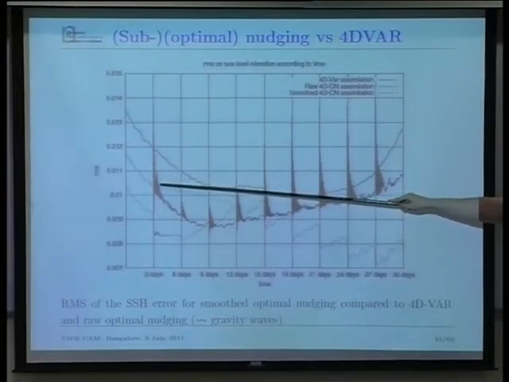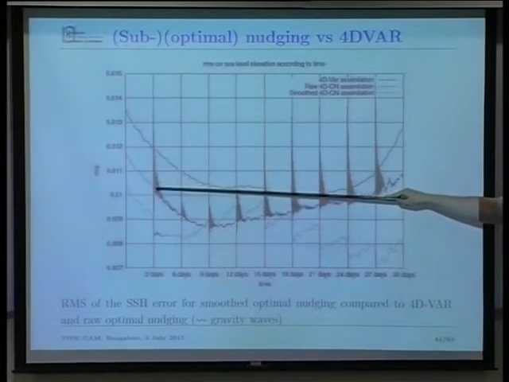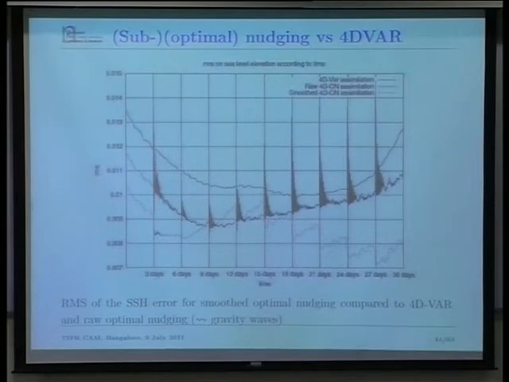So what you can see with the standard nudging is that when you correct the model with the observation, you have some shocks and gravity waves, and then you need many time steps to get back to some kind of physical solution, to the true solution.